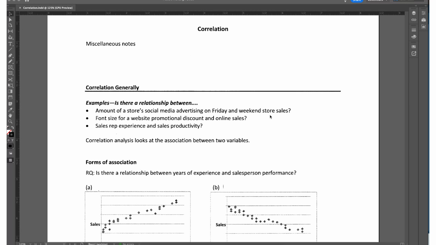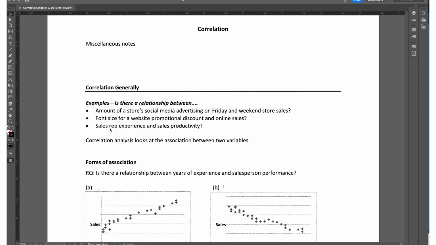And then the next one is, okay, does the font size for a website promotional discount affect online sales? We don't know, right? That's what we're asking, and we'll have to gather data to see if there is a correlation. And then next one is sales rep experience and sales rep productivity. Well, there are many different possibilities there also, right? So correlation analysis looks at the association between two variables.